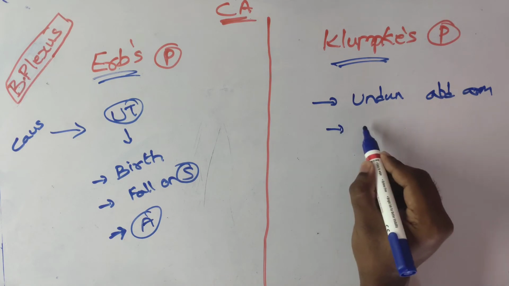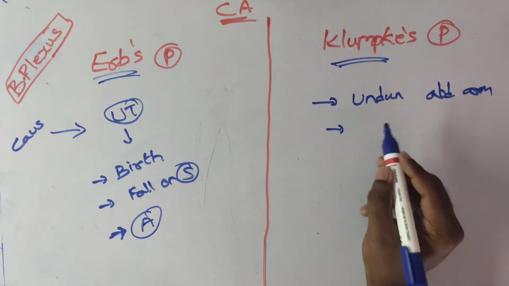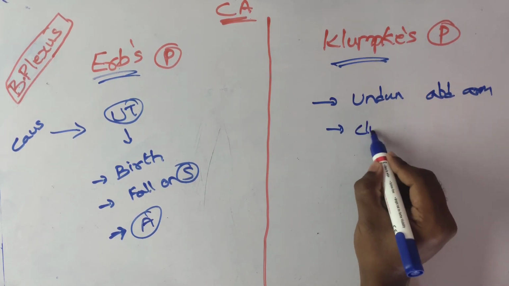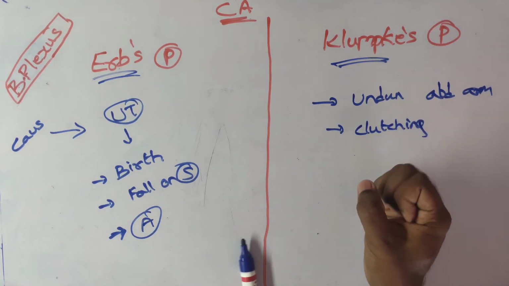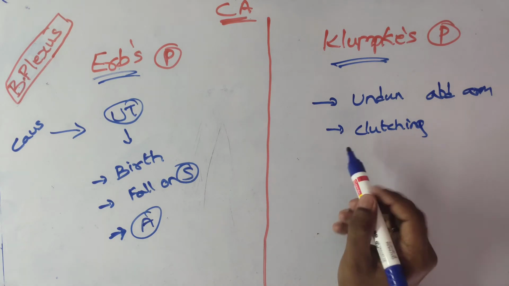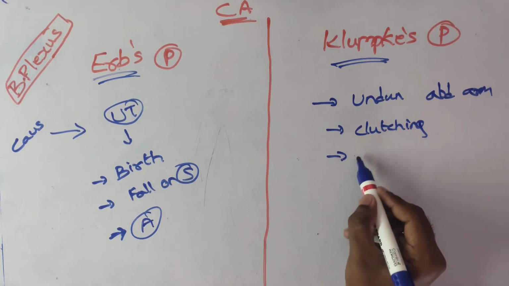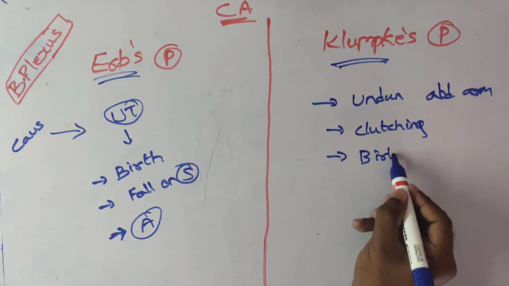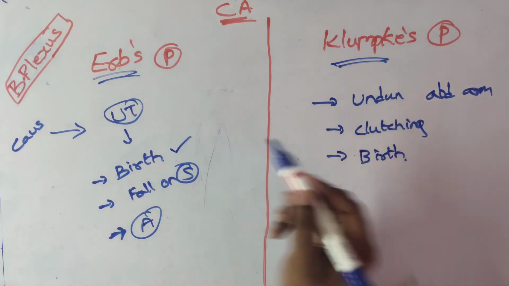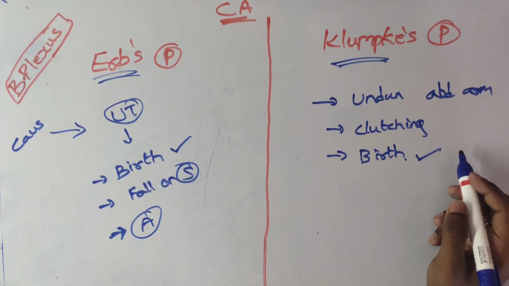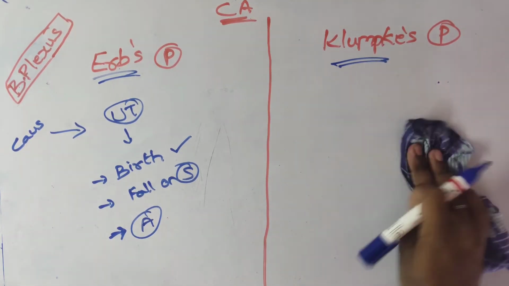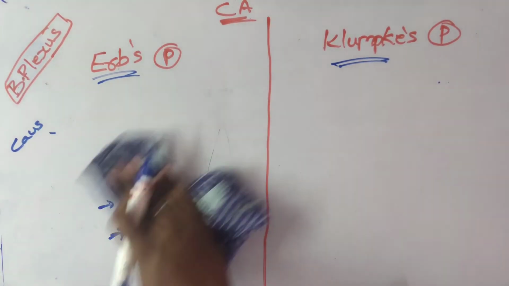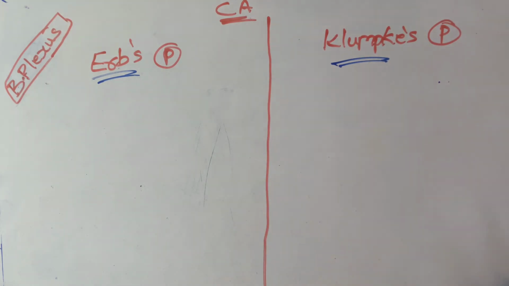Next, maybe due to clutching something with the hand after a fall from height, or sometimes due to birth injury also. Birth injury is included in both Erb's paralysis as well as Klumpke's paralysis. These are the causes in the clinical anatomy of Erb's paralysis as well as Klumpke's paralysis.